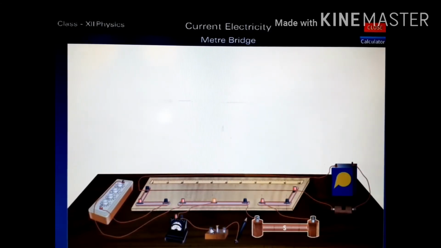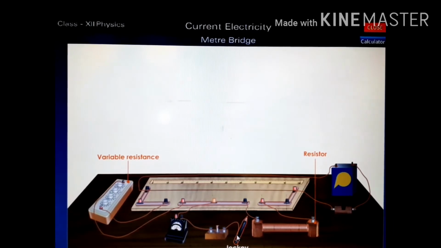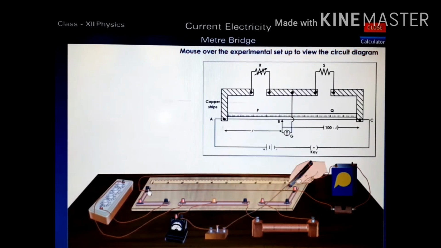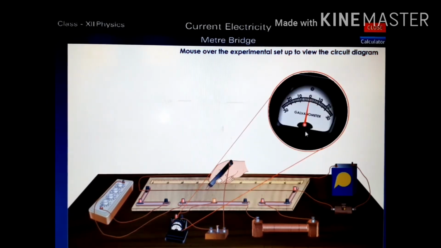This is the suitable arrangement required to determine the value of an unknown resistance. This is the unknown resistance. This is the resistance box, which acts as a variable resistance. Then this is the jockey, this is the galvanometer. By sliding the jockey on the wire AC, we are going to obtain the balanced point. Balanced point means the point at which the galvanometer shows zero deflection.